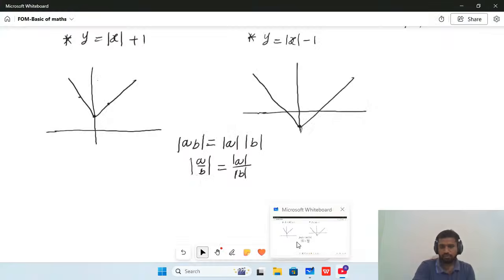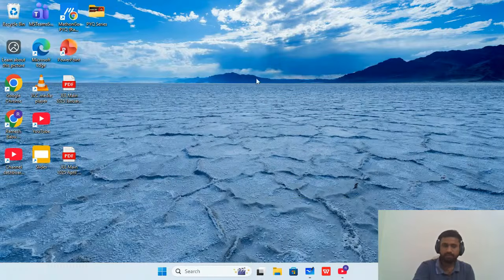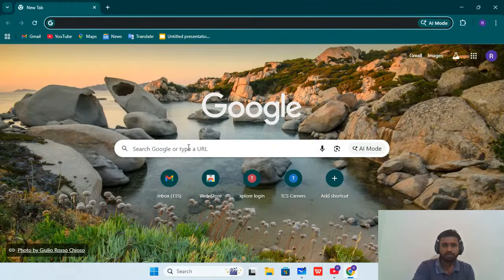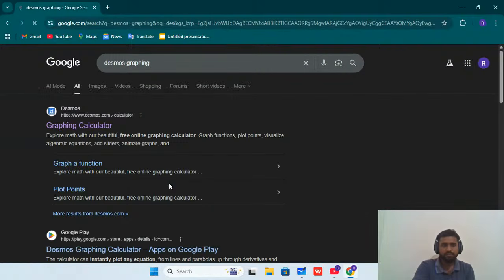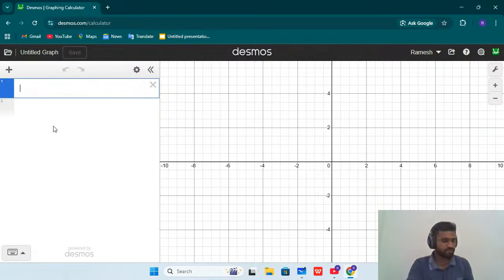Once we go to Desmos, we will see how these graphical transformations are working. So let me open my Desmos here. Desmos basically we use for seeing the graphs of functions. So here Desmos is open. You can see the graphs of y equals mod x and everything.